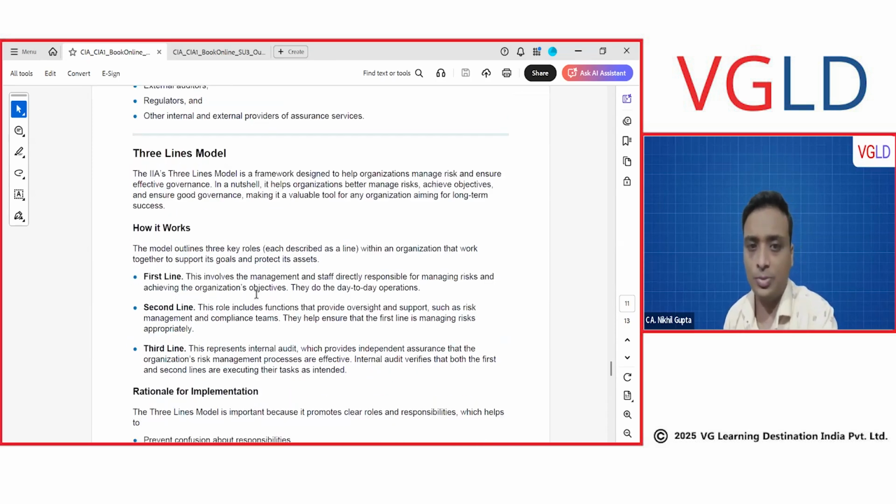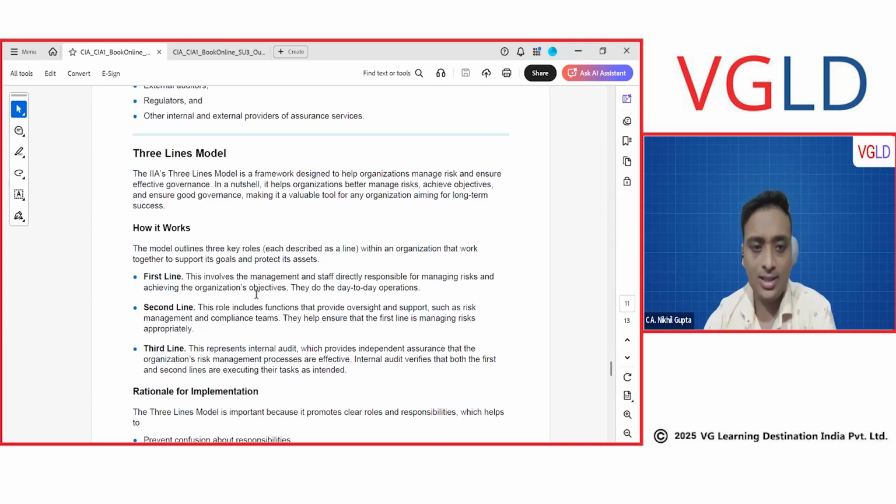These are all verbal things. Let's begin with the three lines model. In the orientation as well, we went through it. The IIA has a three lines model framework, which is designed to help organizations manage risk and ensure effective governance. In a nutshell, it helps organizations better manage risk, achieve objectives, and ensure good governance. So how does it work? We have three lines of defense. Everybody knows about it. We discussed it in orientation as well. First line, second line, and third line.